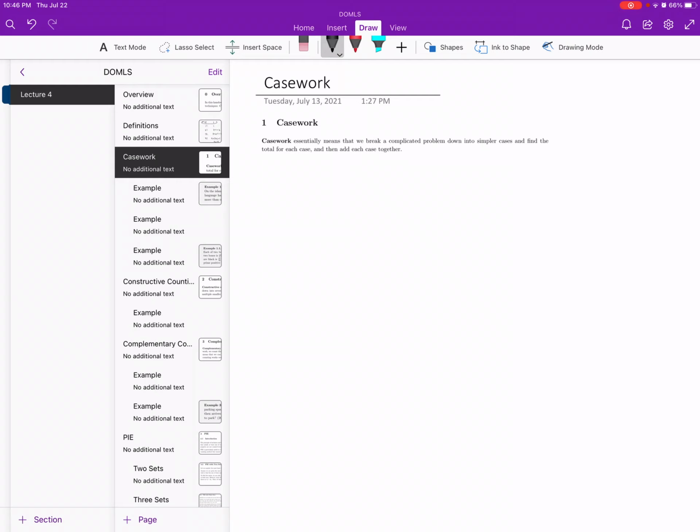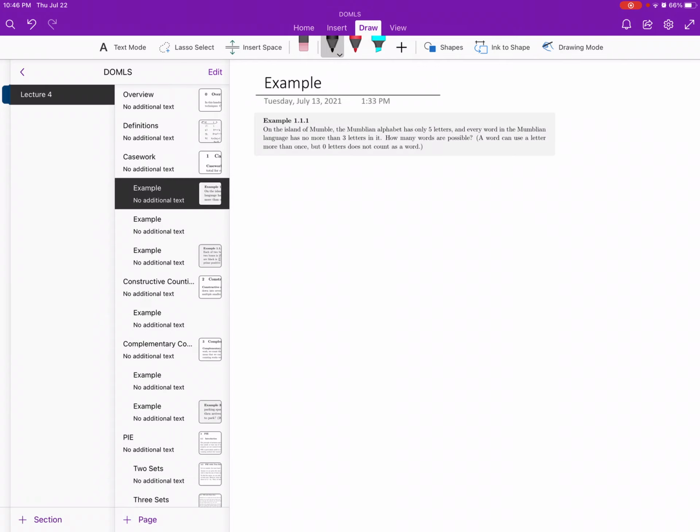So the first strategy that we're going to talk about is casework. So casework is essentially a way that we use to break a big complicated problem into a bunch of small simple cases, and then we can just use the addition principle to add all the cases together to get our big problem. So let's start. We're going to just work through examples and use those examples to see how casework works.